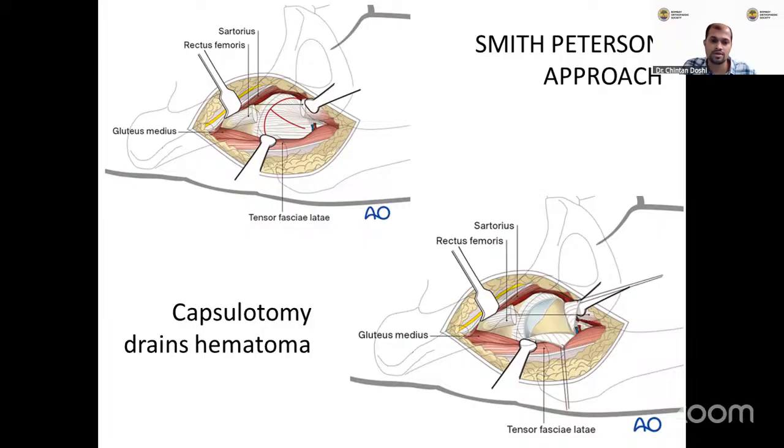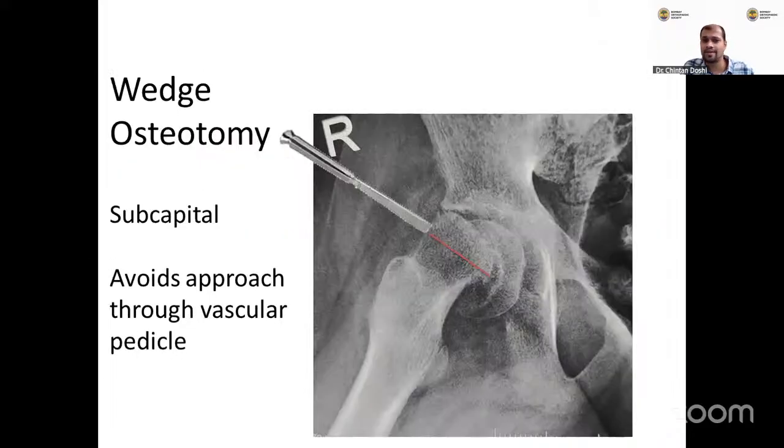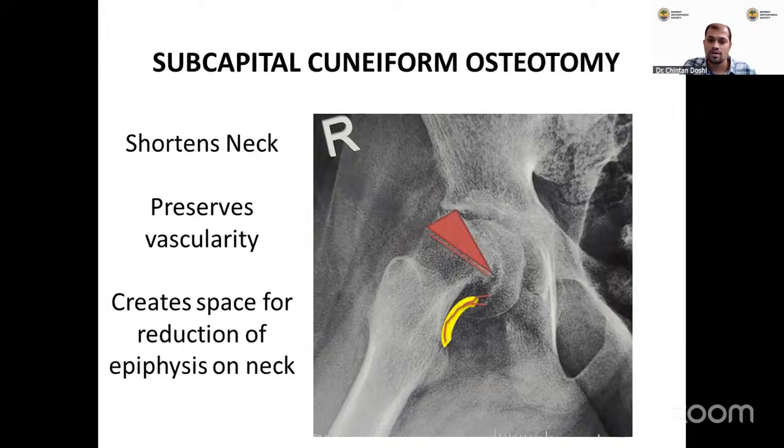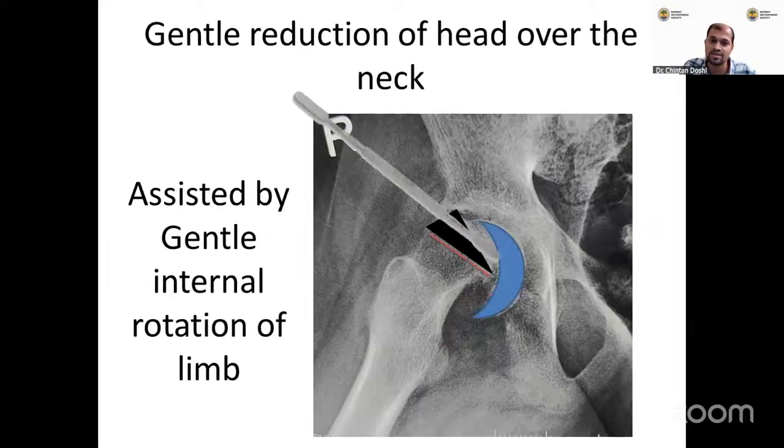We approached anteriorly, did the capsulotomy, and then did a subcapital cuneiform osteotomy, preserving the posterior vascular supply. This is going from anterior to posterior. So the base of the triangle is based anteriorly, and it is a better approach rather than going directly posteriorly and affecting the vascular pedicle. So it shortens the neck, preserves the vascularity, and it also creates a space for reduction of the neck, and since it shortens the neck, the vascularity is not stretched posteriorly, leading to avascular necrosis.